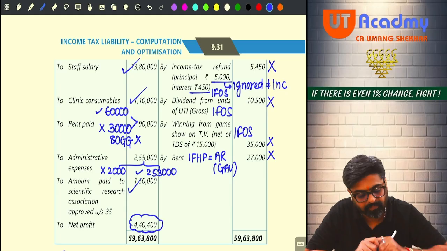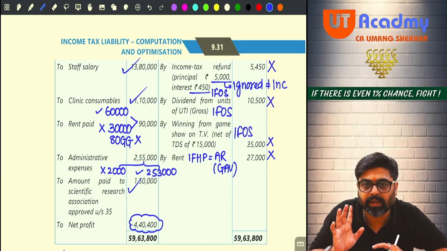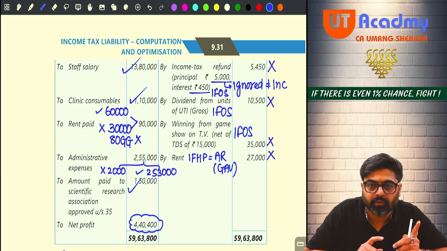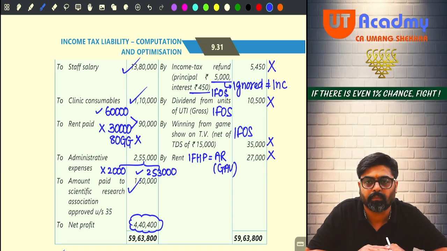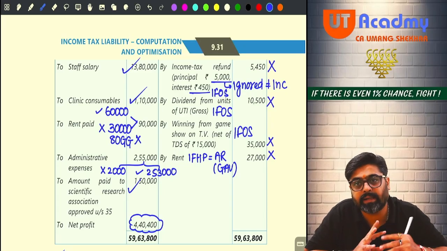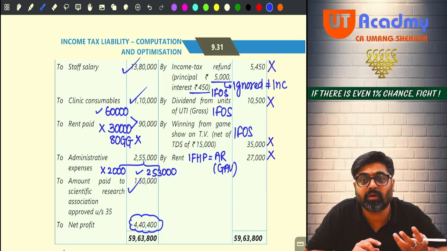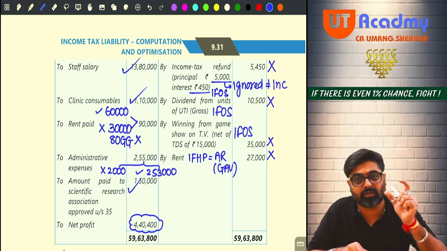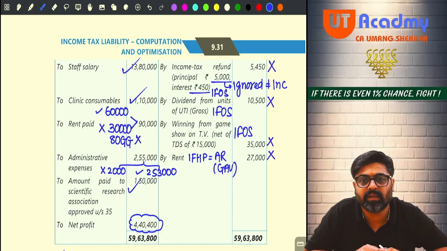But remember, from profit I will reduce 10,500. From profit I will reduce 35,000. Both these amounts I will bring to IFOS. IFOS will take the entire 10,500 because that is a gross dividend. But IFOS will not take 35,000 winnings. IFOS will tell me to gross it up, because winnings income taxable under the head IFOS has to be grossed up. So including TDS, the gross amount I will have to show taxable. Yes or no? Now we have solved the entire question.